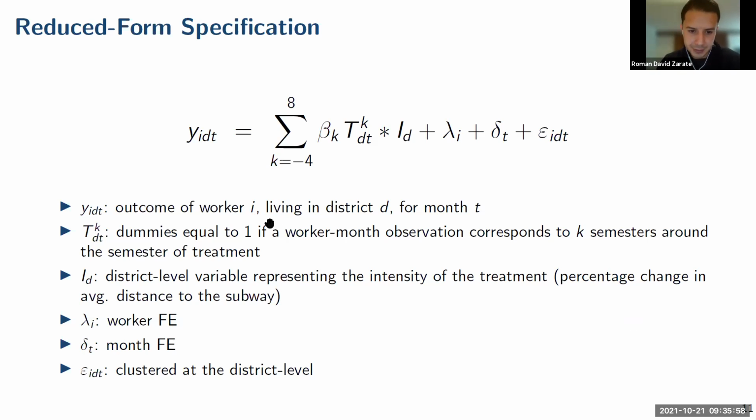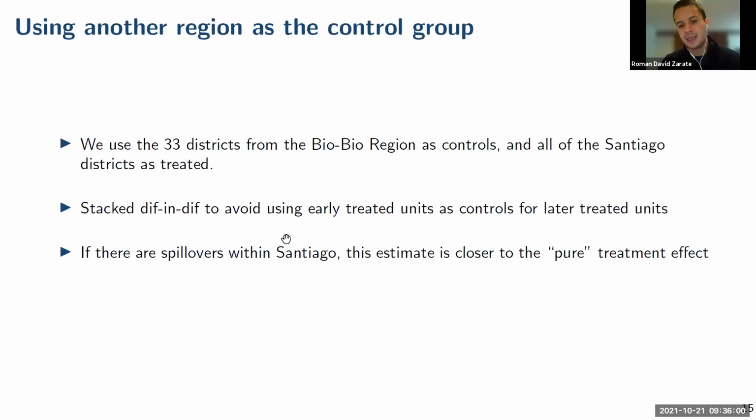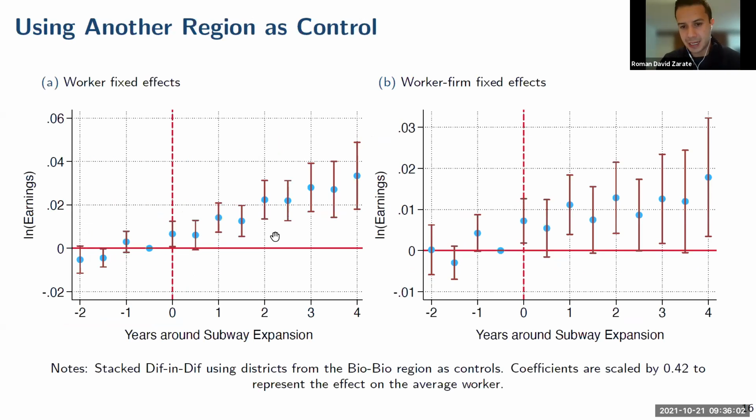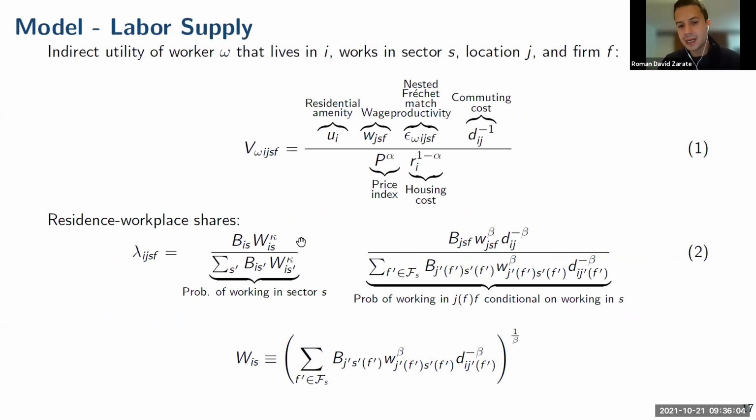So these wage indices over here capture a commuter market access measure, and this commuter market access measure is going to depend on the travel times to the different locations, but also on the number of jobs that are in the different locations. So what this commuter market access measure captures is how good the access is to the different jobs in the city.